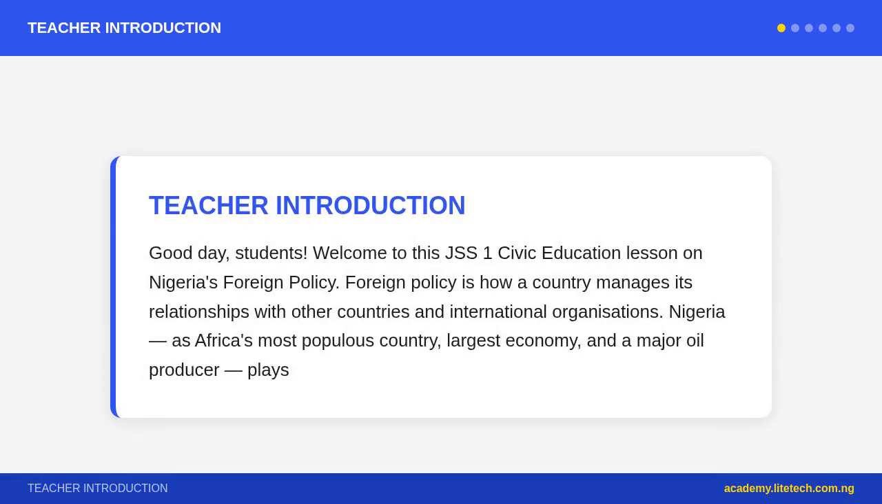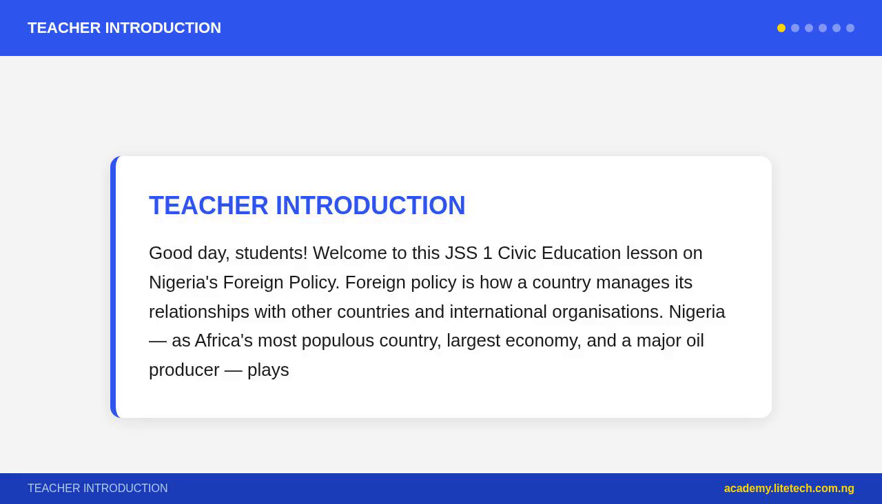Foreign policy is how a country manages its relationships with other countries and international organizations. Nigeria, as Africa's most populous country, largest economy, and a major oil producer, plays a significant and often leading role in African and global affairs. Understanding Nigeria's foreign policy helps citizens understand why Nigeria sends peacekeepers to other countries, why it interacts with the United Nations, and why its relations with neighbors matter for domestic security and economic development.